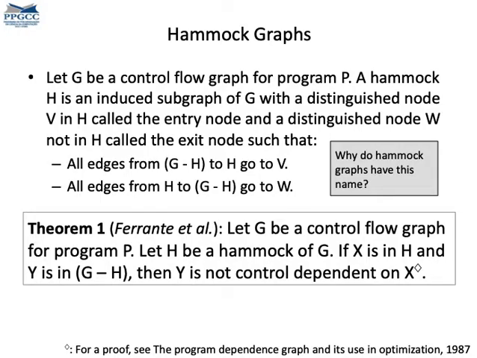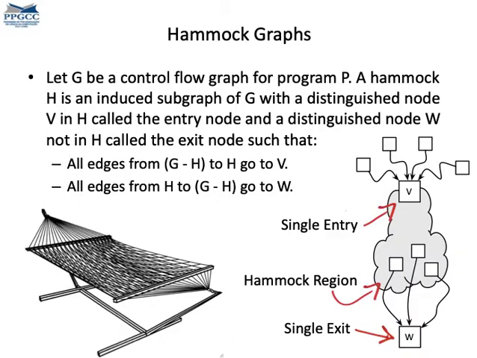Key to this construction, this notion was introduced by Jeanne Ferrante in 1987 as a helping structure to track dependencies in code. These graphs are also known as single-entry, single-exit regions. So what's a Hammock graph? They are subgraphs of the CFG with the following property.